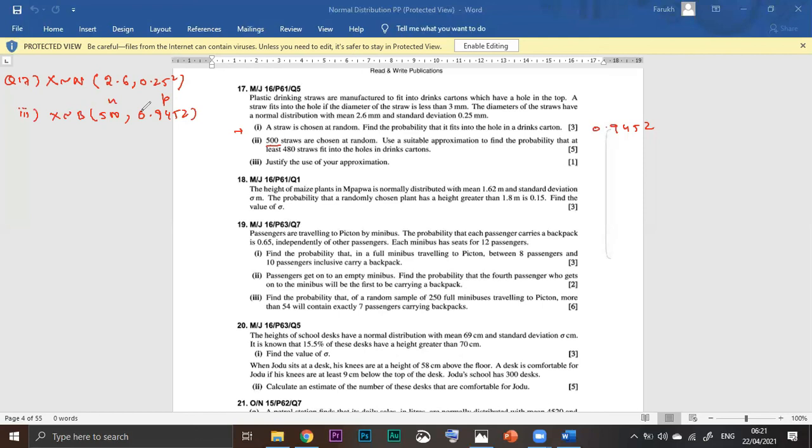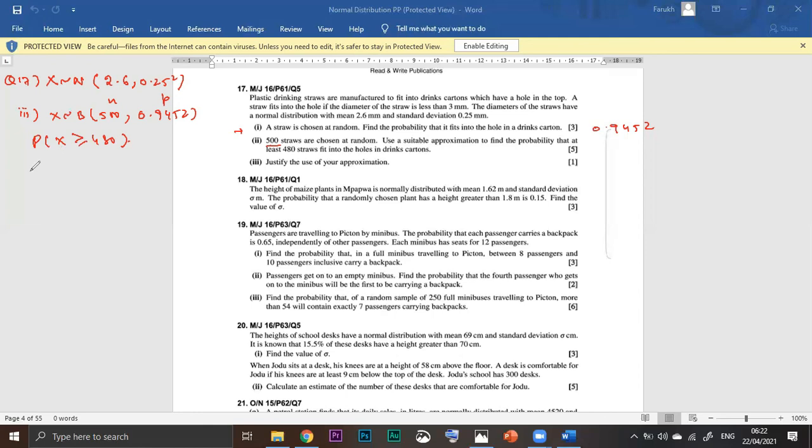This one is n, and this one is the probability of success that a straw will fit into the hole. Now we want to find the probability that x is greater than or equal to 480. We will have to find the probability of x equal to 480 plus 481 plus 482 plus 483 plus 484 plus 485 up to 500. It's a very complicated calculation, and we cannot find the probability for such a large number. So we will convert this binomial question into a normal distribution.